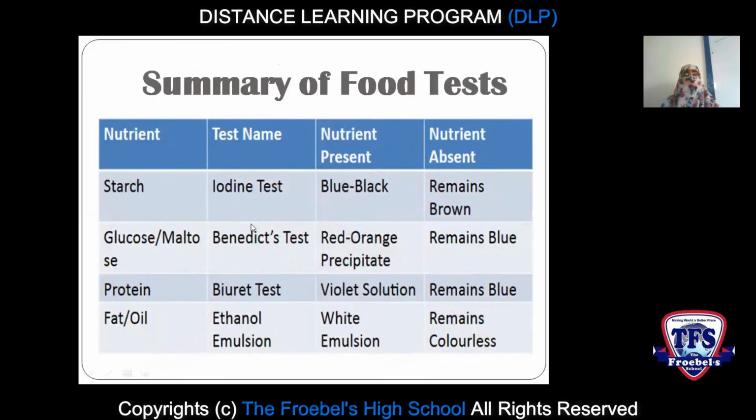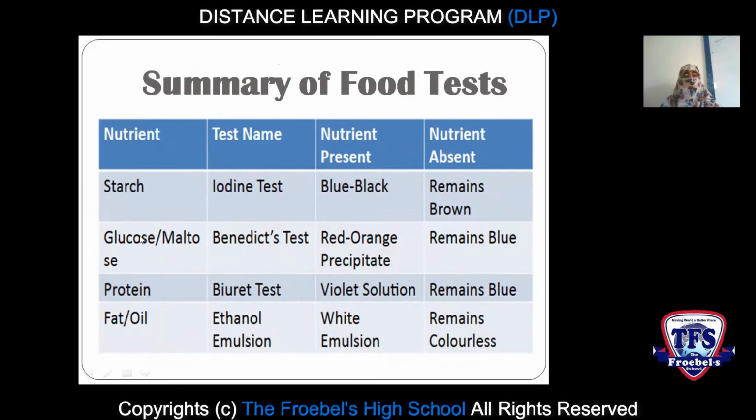sample. Okay. Summary of the food tests. We have discussed 4 food tests. For the test for starch, iodine solution is used. If starch is present, it turns blue-black. If not, it remains brownish yellow color. That is the original color of the iodine solution.